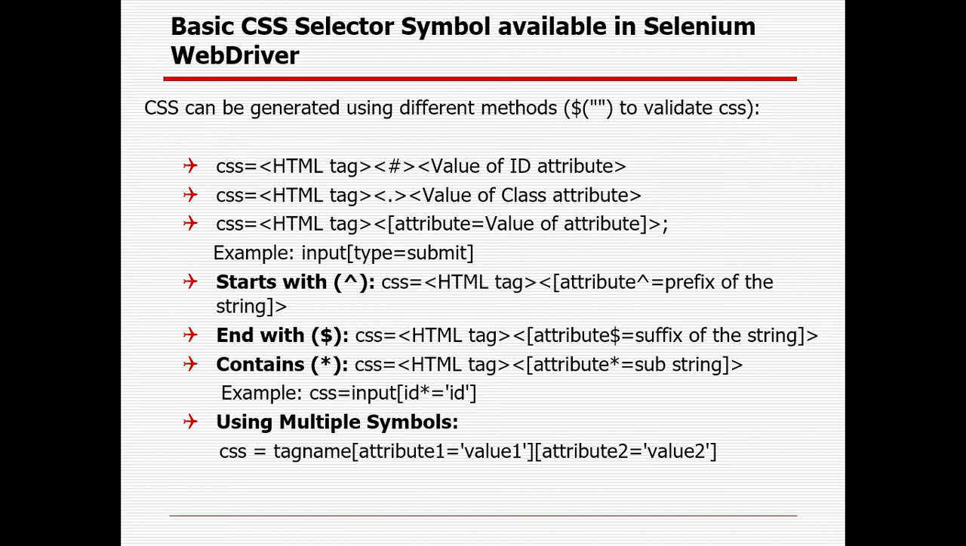So these are the different symbols available in Selenium WebDriver to create the CSS selector. If you know the ID of the element, which is not varying, you can simply use the tag name with the ID. If you know the class name, you can simply use the tag name dot class name. If you know some attribute and value, you can use the tag name, then square brackets, attribute equal to attribute value. You can create the CSS selector with starts with, ends with, contains and multiple symbols as well. So let's see how we can create the CSS selector with a simple attribute.